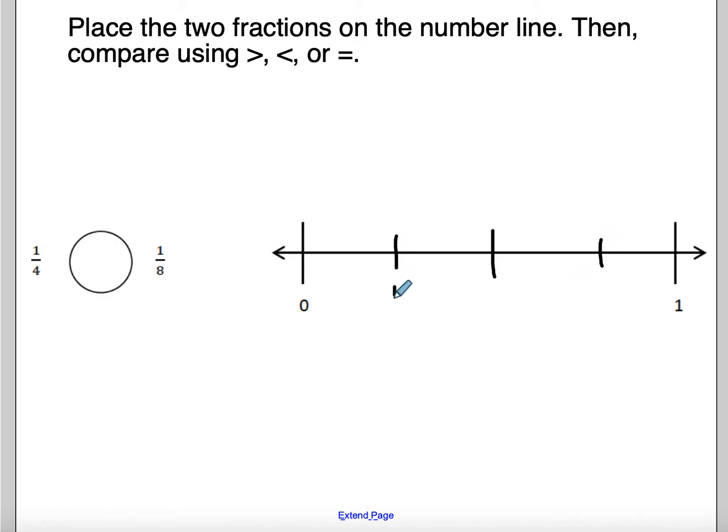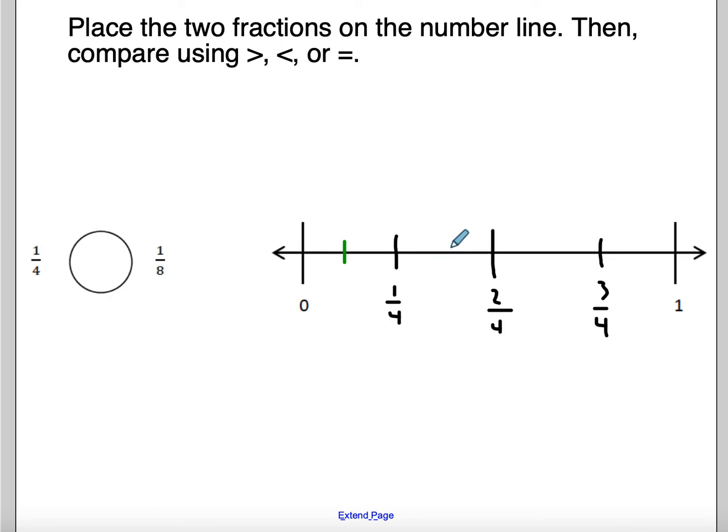So let's go ahead and label these 1/4, 2/4, 3/4. Now to represent those eighths, I'm going to use a different color this time so that you can see the difference. I'm going to split all these fourths in half because each eighth is half of a fourth.